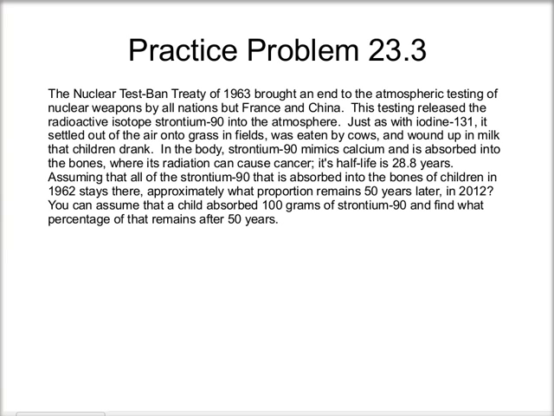formula for the radioactive decay. So we're going to have A is equal to P times e to the negative lambda times t. So P is going to be the amount of strontium-90 that a child absorbed. So we're going to assume that P is equal to 100 grams. We're looking at 50 years later, so t is going to be 50 years.